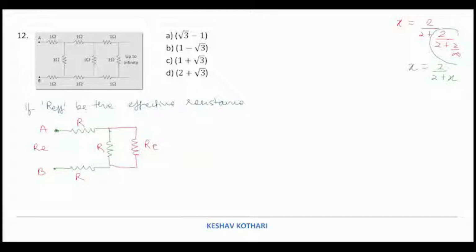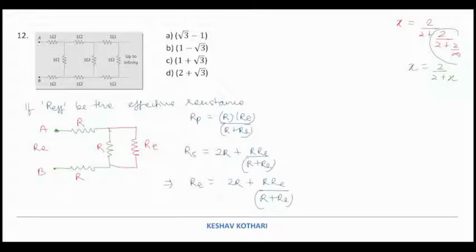parallel. So R parallel is equal to R1 R2 upon R1 plus R2, and then the parallel value of this and these two are in series with each other. So we say it as 2R plus R R_E upon R plus R_E, and the effective value is equal to R_E. So I can rewrite this as 2R plus R R_E upon R plus R_E.